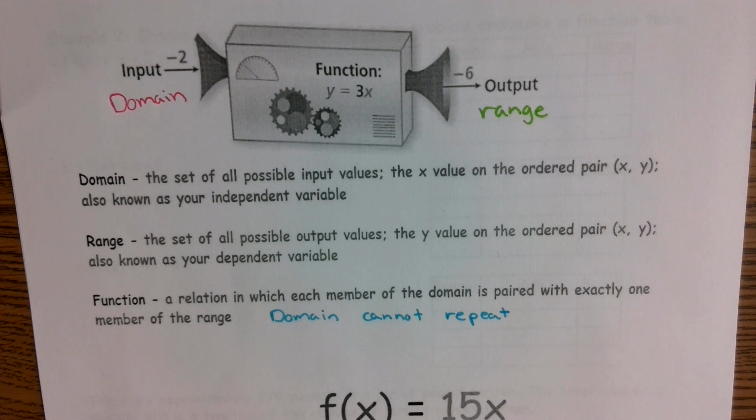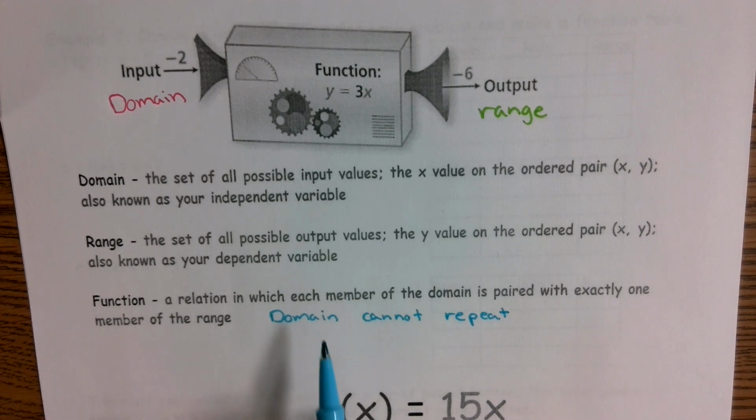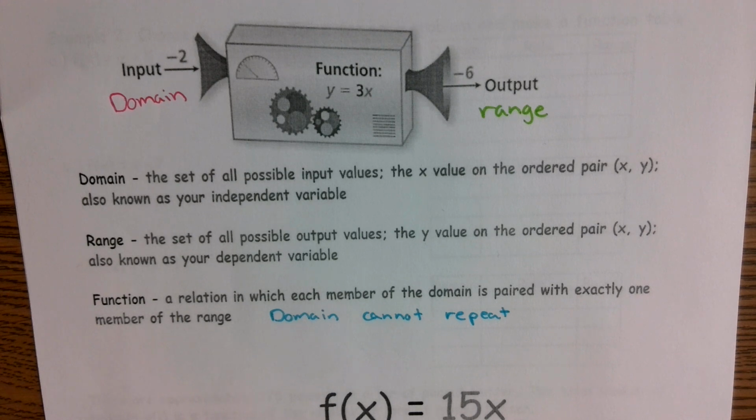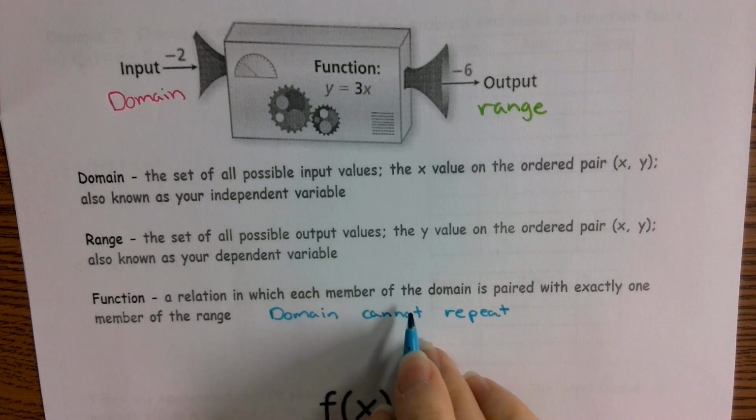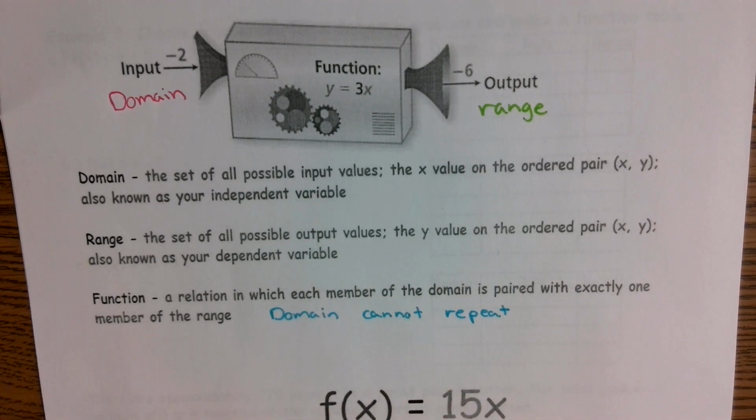Okay? If it has more than one range value paired up to a domain, meaning like, if I plug in, you know, y equals x squared, the value of 1 can relate to only one value, right? The value of 1 can only relate to a positive 1. Okay? Does that make sense?